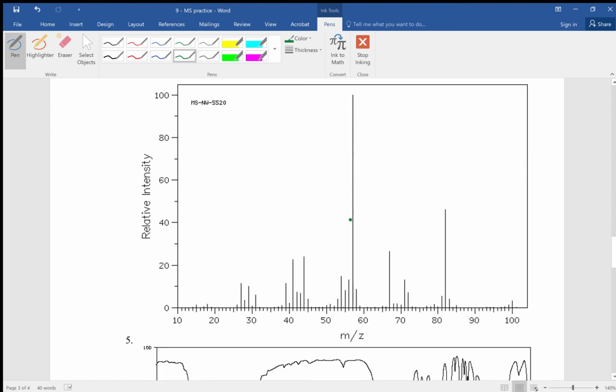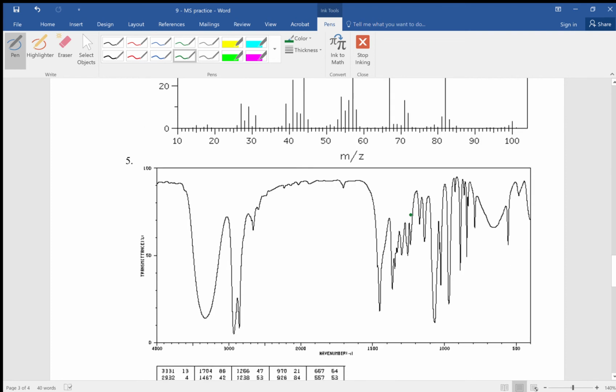All right, as we go on to these that now have multiple spectra, I often find it's easier to start with the IR spectrum. And this IR spectrum gives us one clear thing, one clear functional group. The alcohol.